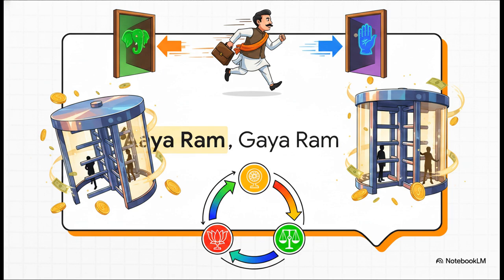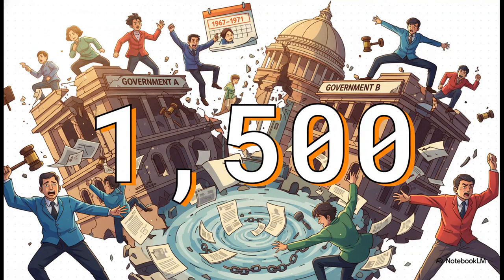It's wild. It became the ultimate symbol for opportunistic horse trading, a time when politicians treated loyalty like a revolving door, just to grab better positions or more power. And Gaya Lal was definitely not an isolated case.